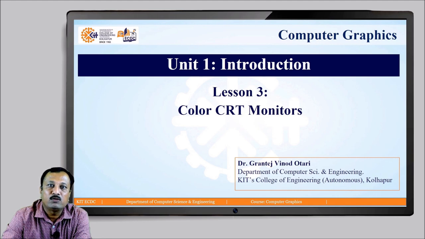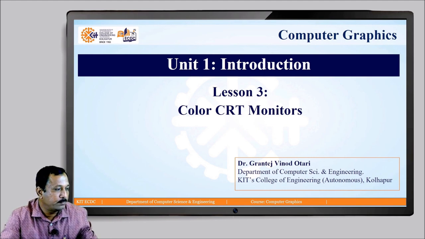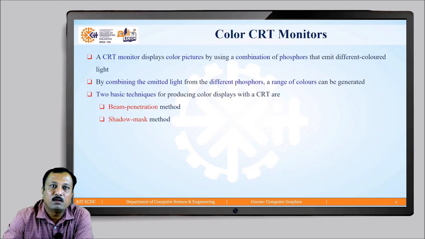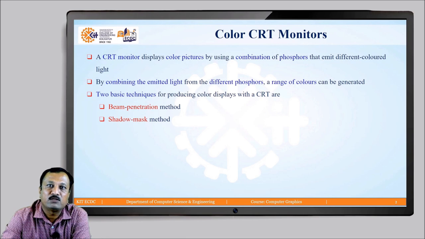In this lesson, we are going to learn about various techniques used in color CRT monitors. A CRT monitor displays a color picture by using a combination of various phosphors that emit different colored lights. By combining the emitted light from different phosphors, a range of colors can be generated. There are two basic techniques for producing color displays on the surface of your CRT. The first technique is called beam penetration and the second technique is called shadow mask. Let us learn each of these in detail.